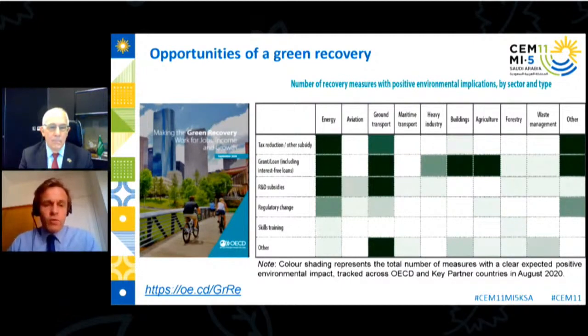What we did here was look at all the measures that governments have already announced, the real measures they put on the table, identify those which are positive for the low carbon transition and green recovery, and look at which sectors they apply to and what kind of measures. What we see from this kind of heat map is that it's really currently quite heavily focused on energy and ground transport, which makes sense, but also focused around tax reduction and subsidies and grants and loans and so on.